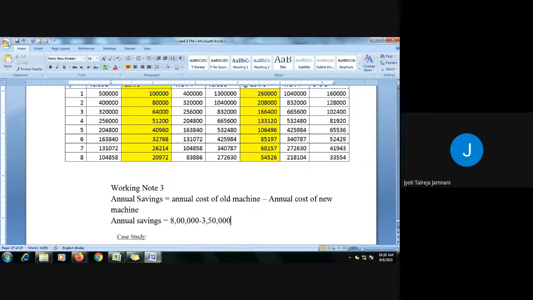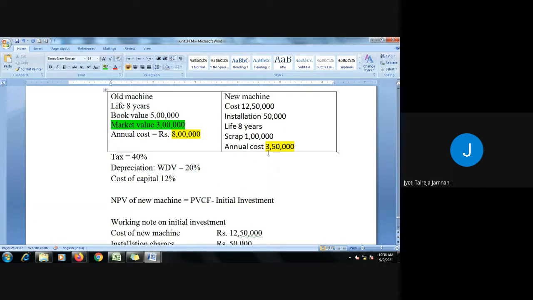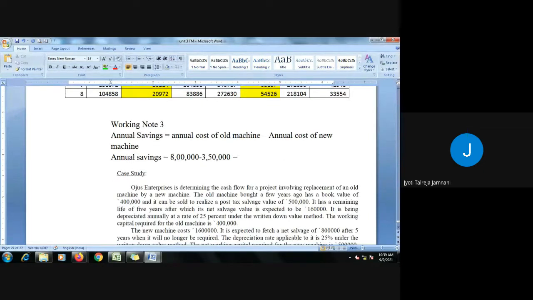I'll show you the question here. You can check: annual cost 8 lakh, annual cost 3 lakh 50. I have highlighted. So if you manufacture using the old machine, you'll have to spend 8 lakh. But if you manufacture using the new machine, you'll have to spend only 3 lakh 50. So how much are we saving? 8 lakh minus 3 lakh 50. The savings in the cost is 4 lakh 50. So with this as a base, we will be starting our cash flows.